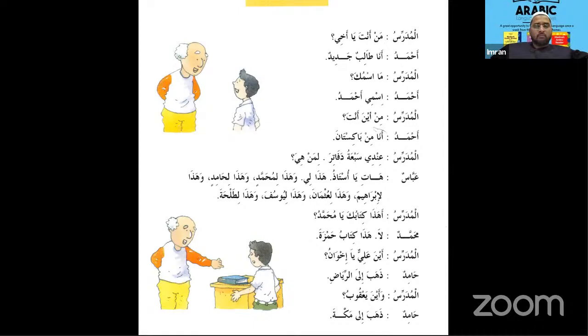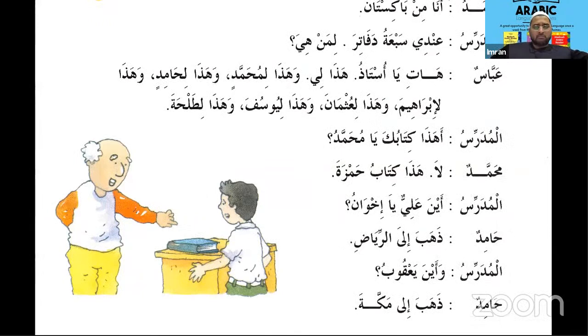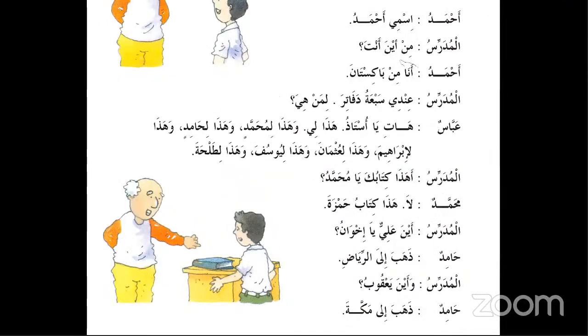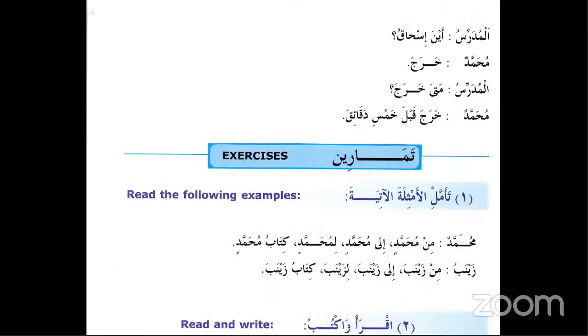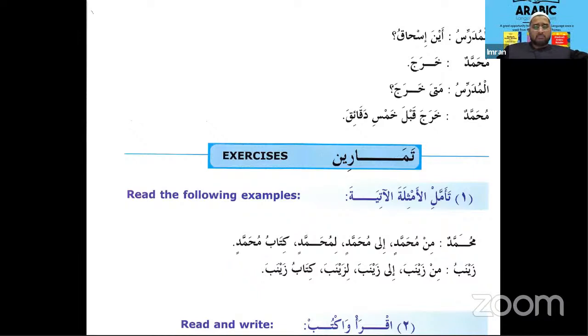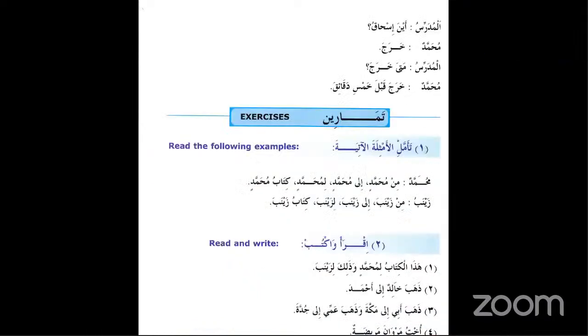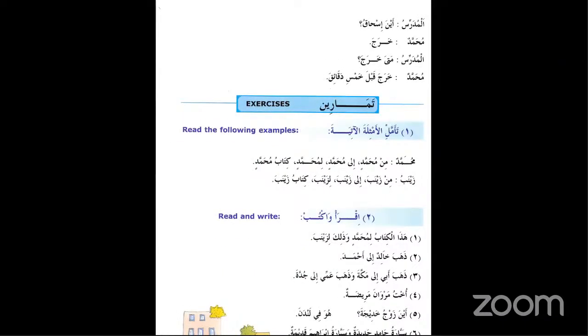What should it be? Normally after ila, what happens to the noun after ila? It would be majroor. Excellent. With a kasra. So it would be Makkatin. Okay.